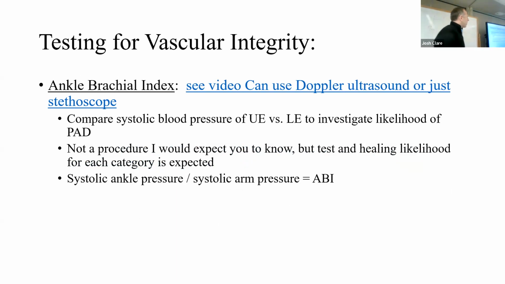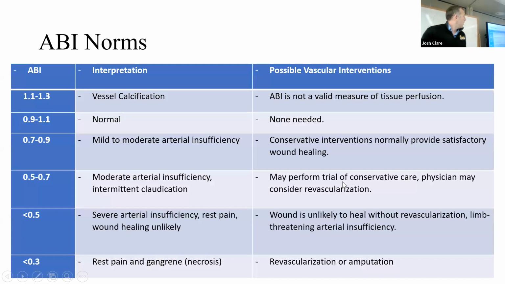That's comparing the systolic blood pressure of the upper extremity versus the lower extremity to investigate the likelihood of peripheral artery disease. So the systolic ankle pressure over the systolic arm pressure gives us that ratio. And that ratio is called the ankle brachial index. Here are our norms. So our norms are between 0.9 and 1.1. That's normal. And then the lower the number, the less blood flow that it likely is having.